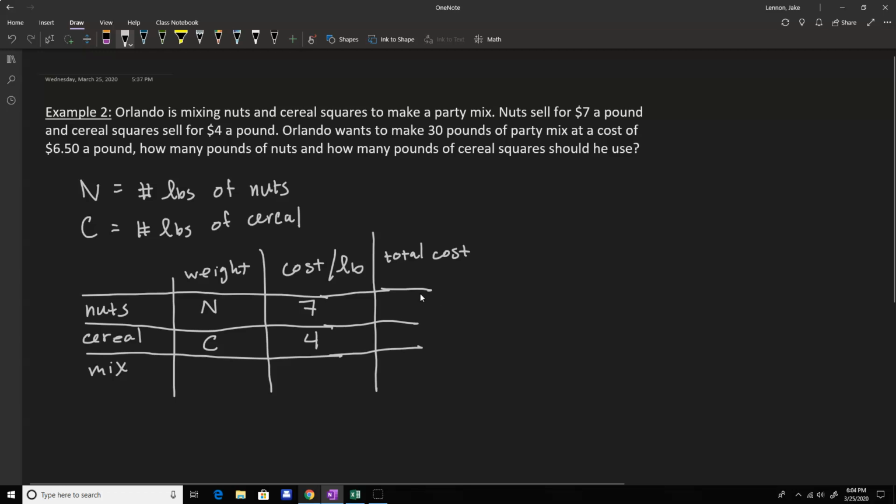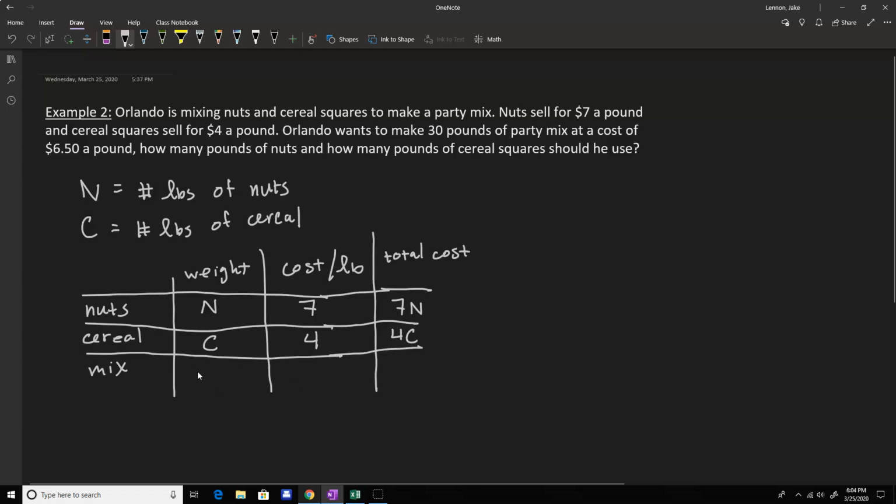So to get the total cost from each of those, you just multiply across, right? If you had 3 pounds of nuts, 3 times 7 would be 21. That would cost $21. Well, if it's a letter, we just leave that letter there. So this would be 7 times N. Same thing for C. If you had 5 pounds of cereal at $4 a pound, it would cost $20. So we just multiply the 4 with the C.